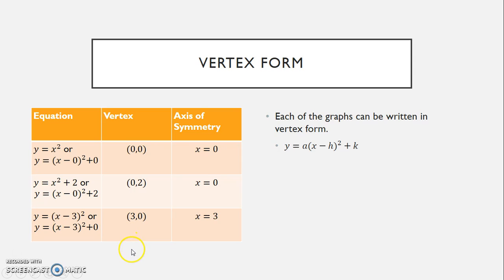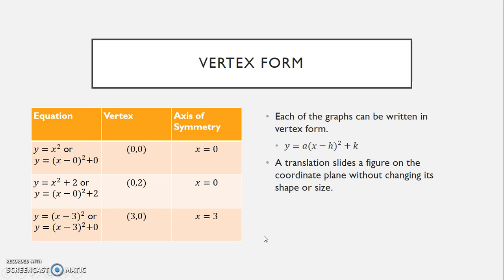Each of the graphs can actually be written in vertex form. So here's a table on the side that shows this relationship. In the first one, our vertex is (0, 0), so both of the numbers h and k are 0. In the next one, y equals x squared plus 2, h is still 0, but k is 2. And then in the last one, k is 0 this time, but h is 3. And notice it's minus h, so we get a positive 3.